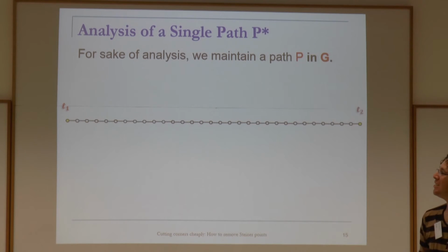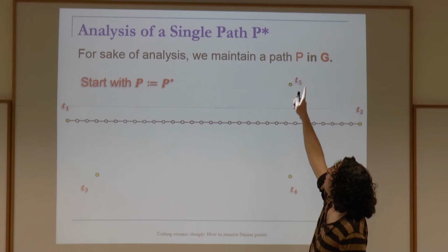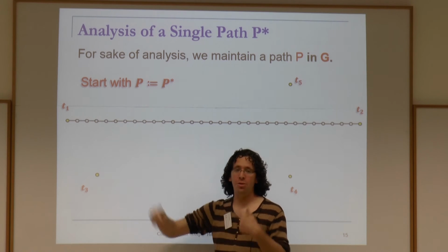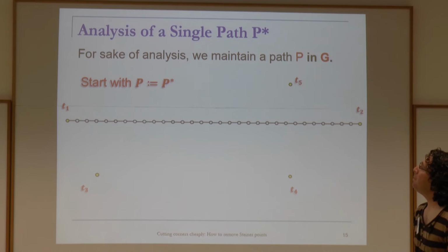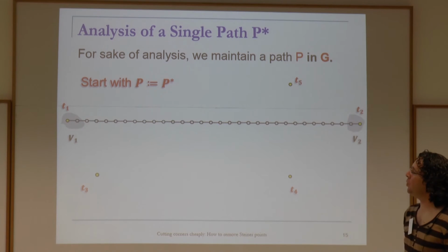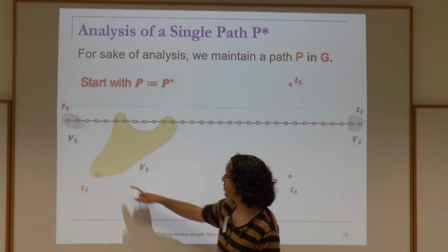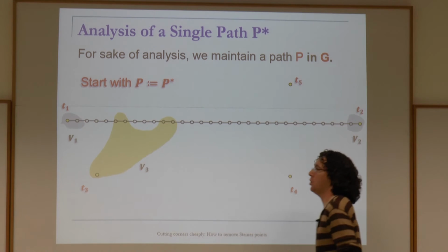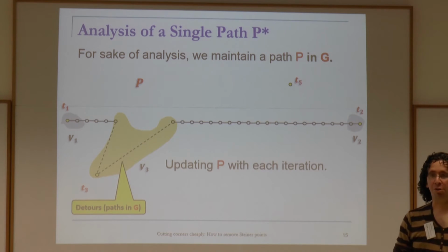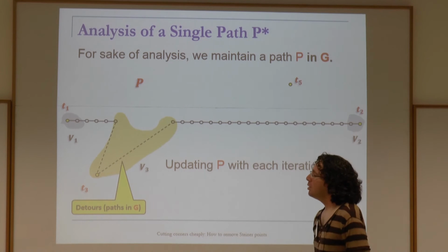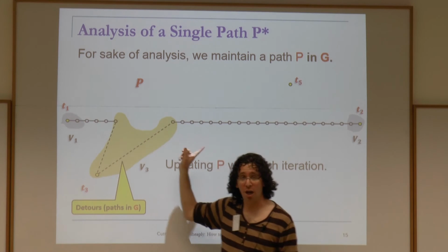For sake of analysis, we fix P star, as I said, and we maintain throughout the analysis a path P, which I'll explain how we update it. But this P is maintained only for sake of analysis. It's not an actual part of the algorithm. There are 5 terminals in this example, and we start executing the algorithm. T1 conquers some part of the path, then T2. Now we get to T3. The radius of T3 allowed it to reach the path in this manner, so we update P to have a detour here. This is the new P. These are called detours, which are actually paths in the original graph.